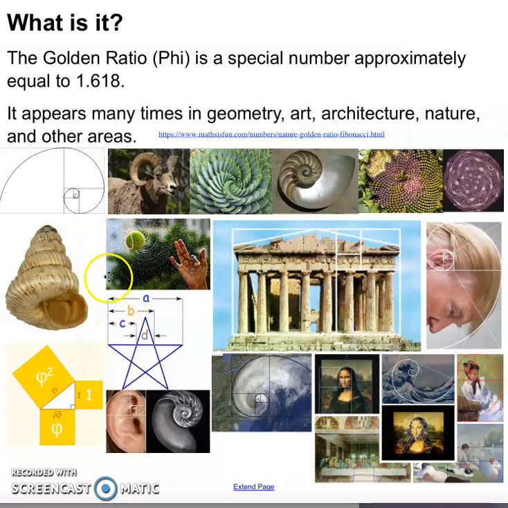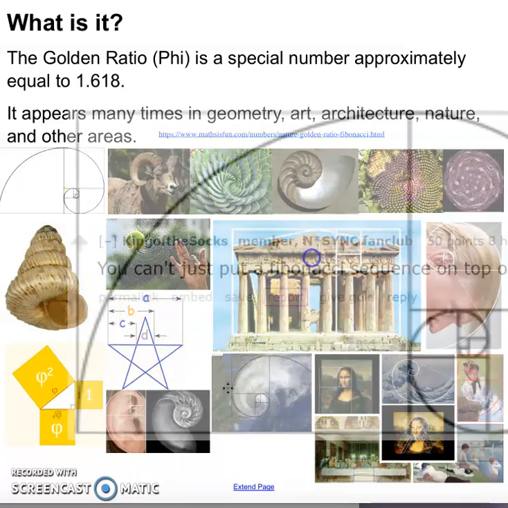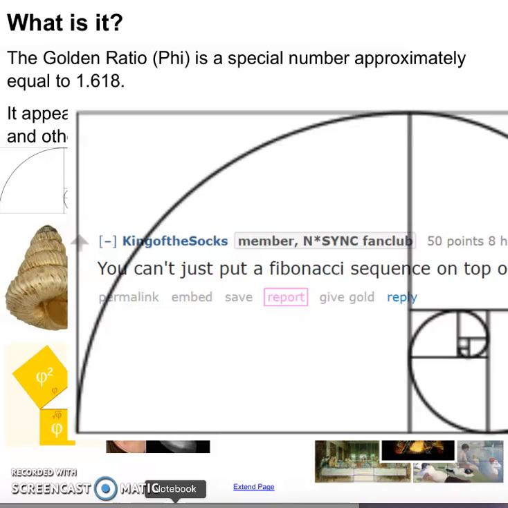Okay, so you're probably thinking, oh, I've seen this before. This has been in memes before. I feel like people just take this image and basically paste it over other images, right? You just can't put the Fibonacci sequence on top. I see what you did there, right?